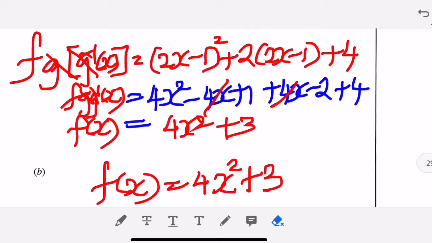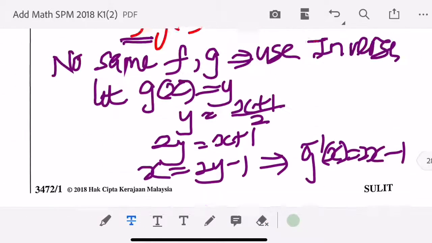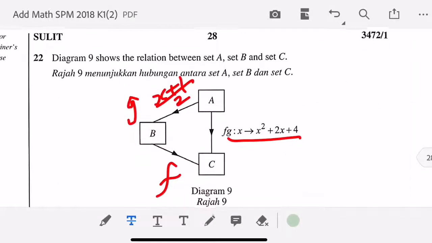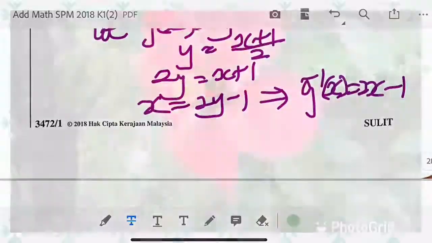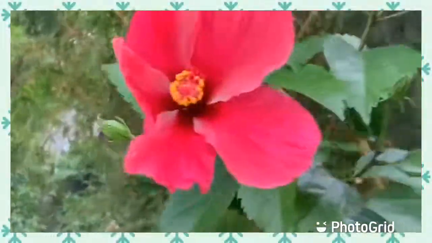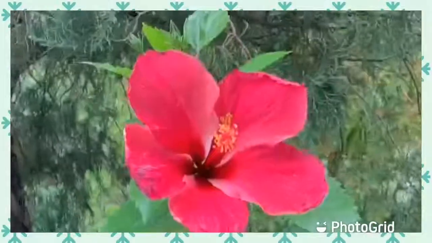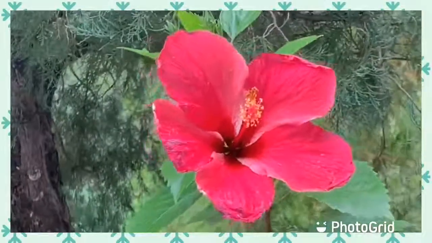This question is very tough, very challenging for many students because it involves many steps, and some students tend to forget. So please remember the steps. Okay, I think today I discussed this one.